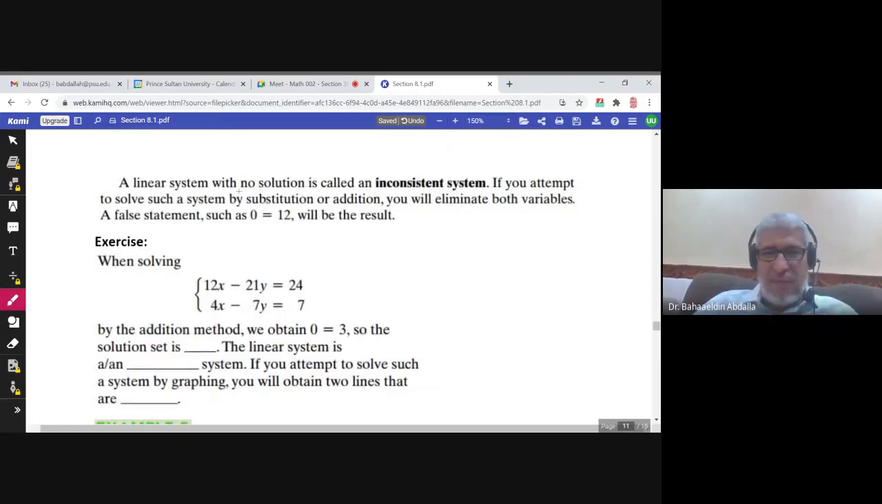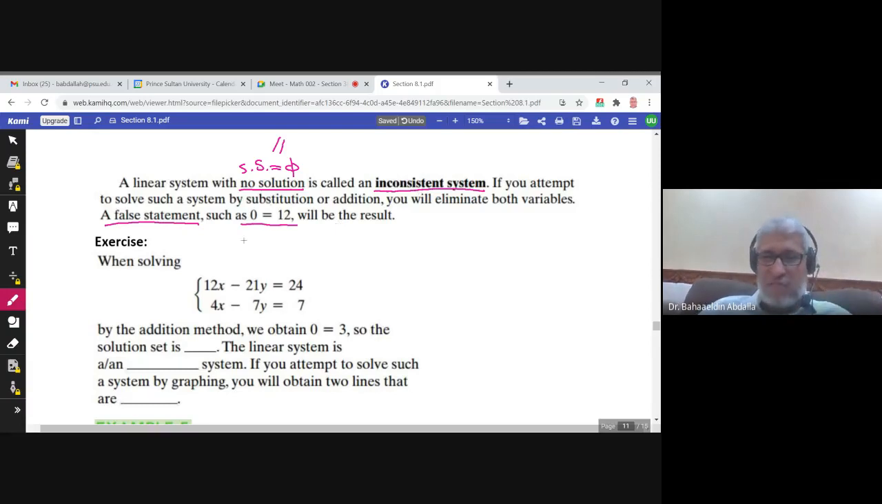When the linear system has no solution, so the solution set is phi, the 2 lines are parallel, and we say that it is an inconsistent system. So what is an inconsistent system? A system with no solution. If you attempt to solve an inconsistent system by substitution or addition, when you eliminate both variables, you will get a false statement like 0 equals 12. 0 cannot be equal to 12, so this is a false statement.